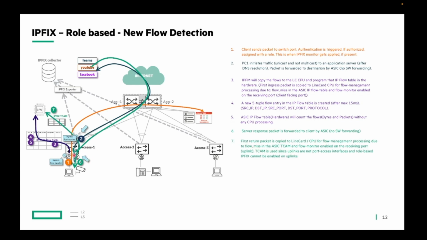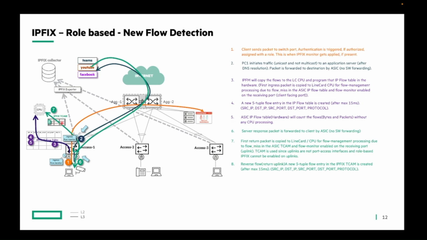The first return packet is copied to the line card CPU for flow management processing due to a flow miss in the ASIC TCAM and flow monitor enabled on the receiving port, which is the uplink at this time. As we already discussed, role-based cannot be enabled on the uplink, so TCAM is used since uplinks are not port access interfaces, and role-based IPFIX cannot be enabled on the uplinks. For the reverse flow return uplink, a new 5-tuple flow entry in the IPFIX TCAM is now created after a max of 15 milliseconds. Those 5-tuple we already know.